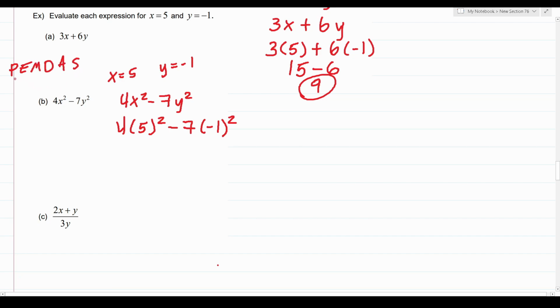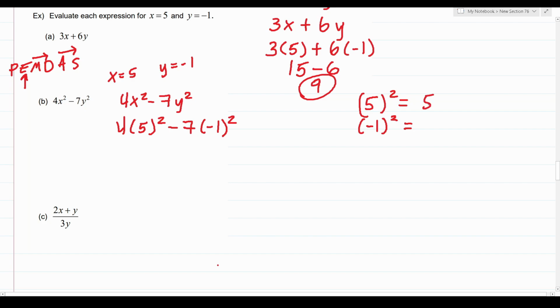So we're going to work out what's in parentheses first, if there is anything in parentheses, exponents next, multiplication and division from left to right, and then finally addition and subtraction from left to right. If we look through our expression here, we can see that we have exponents, multiplication, and subtraction. So we're going to take care of our exponents first. And in this case, we have two exponents. We have 5 squared, and then we have negative 1 squared. So let's work those out.